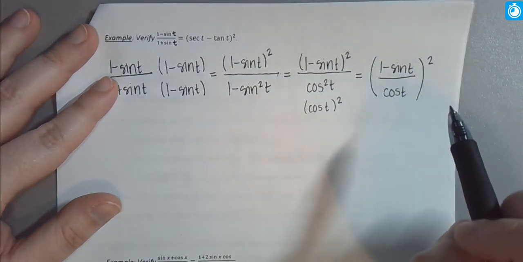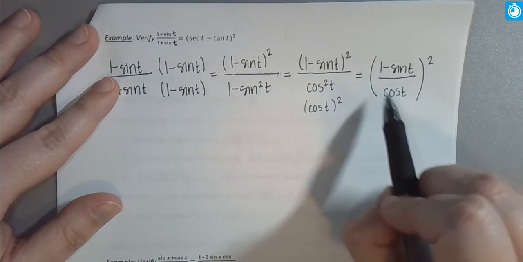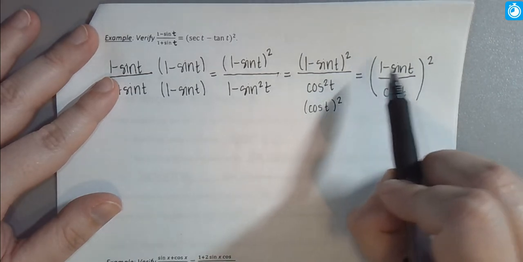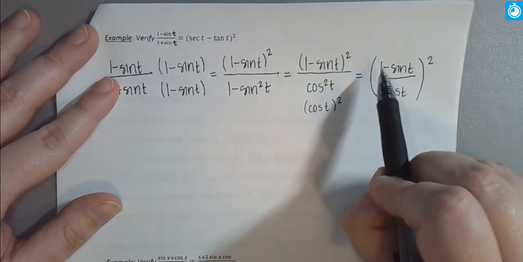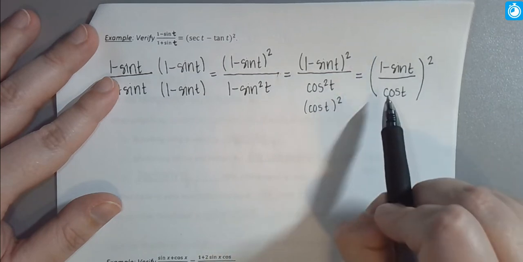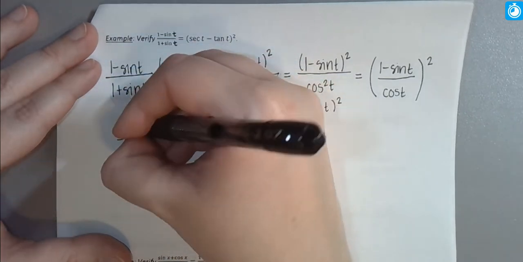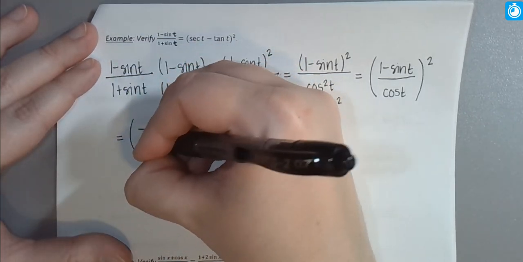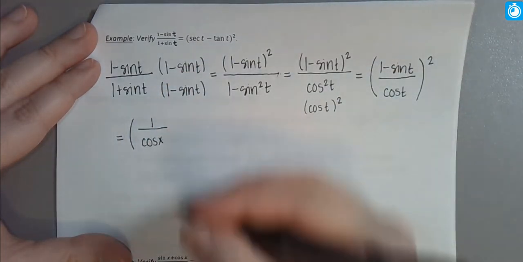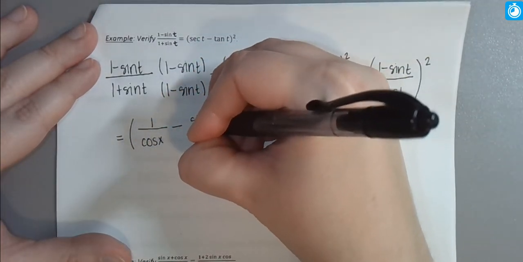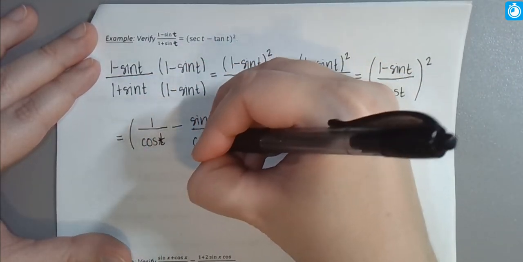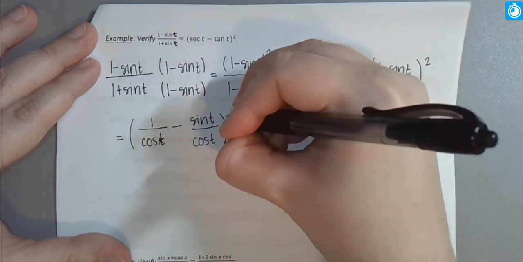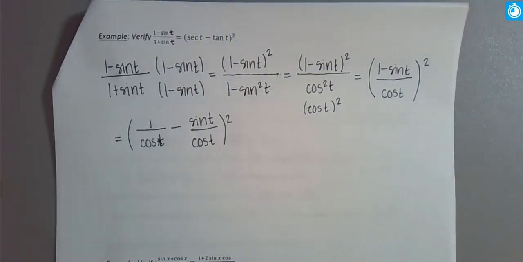Well, believe it or not, we're almost there. Now that I have a single term in the denominator, I can split up my numerator and write each of the terms in the numerator over that denominator. So this expression could be rewritten as 1 over cosine minus sine over cosine. So let's see where that takes us. So we have 1 over that common denominator of cosine minus sine, and I just changed to x, that should be a t, sine t over our denominator of cosine, and again, all of that was squared.